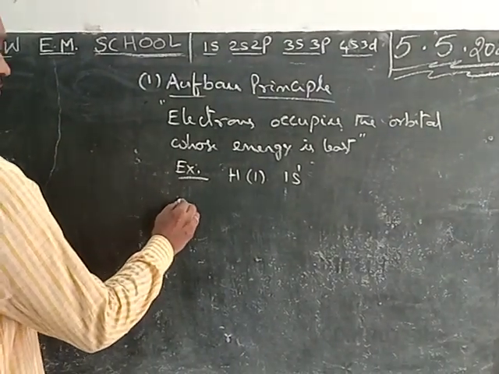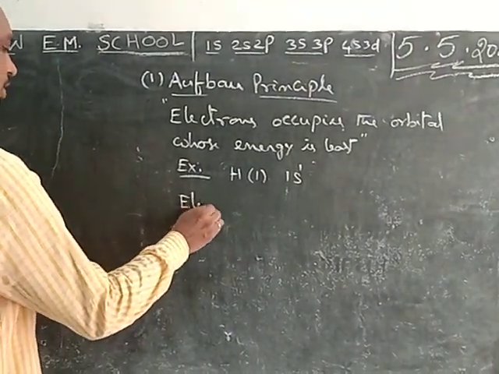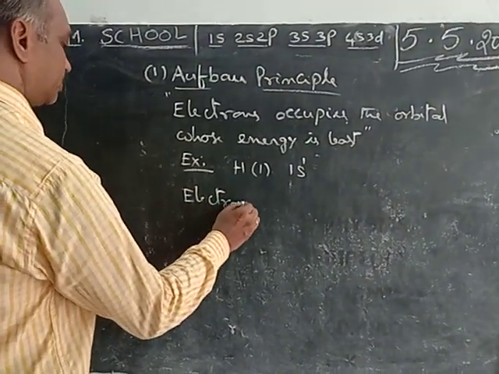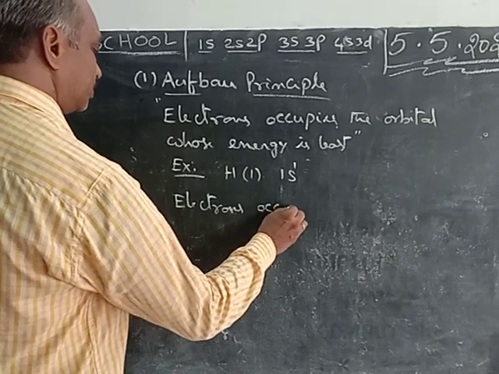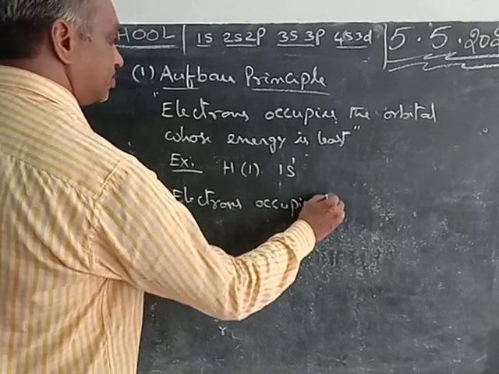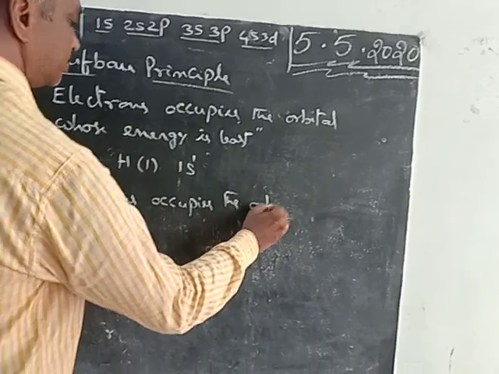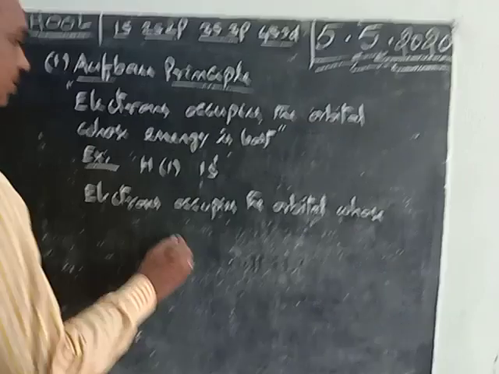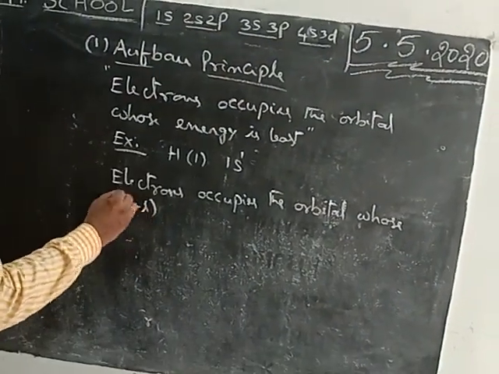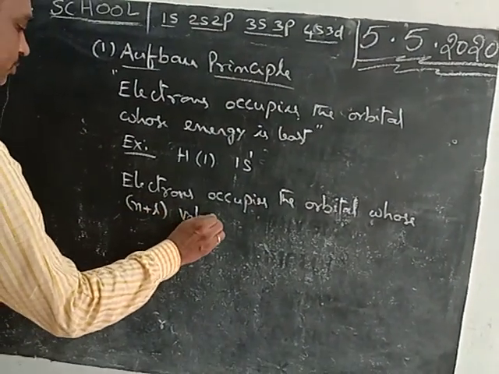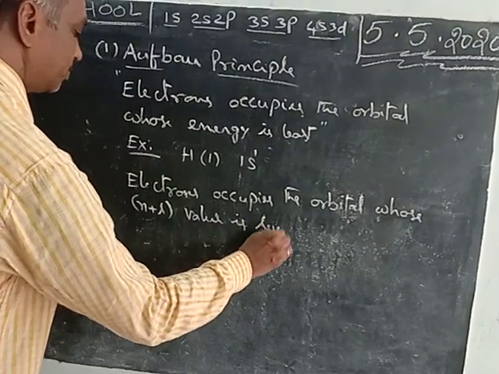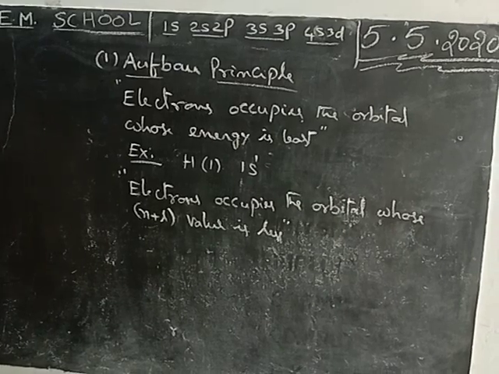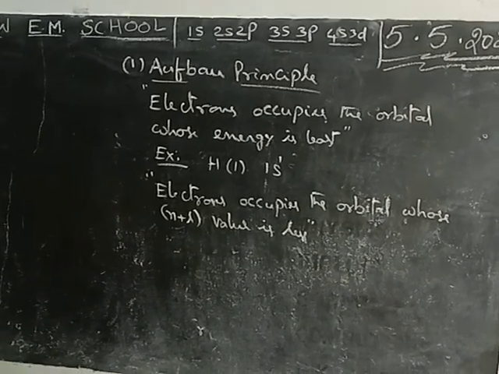Another important definition, in terms of quantum numbers: electron occupies the orbital whose n plus l value is less. This is the second definition. Electron occupies the orbital whose n plus l value is less.